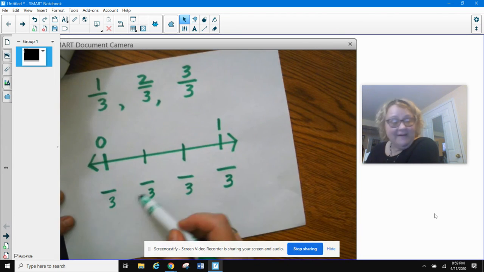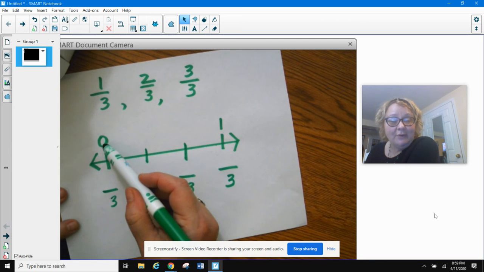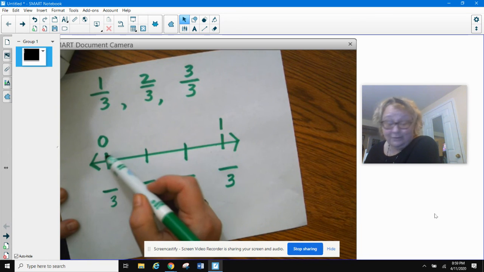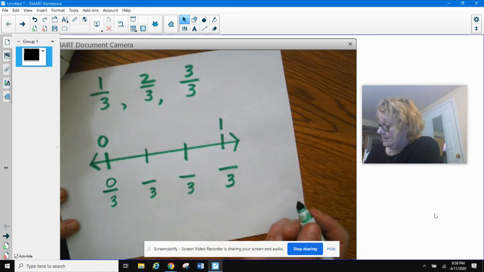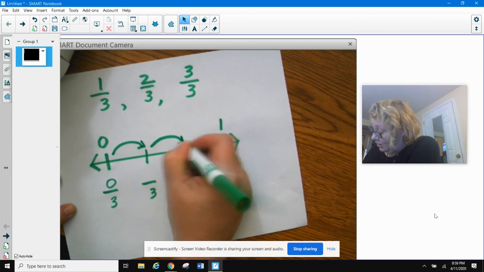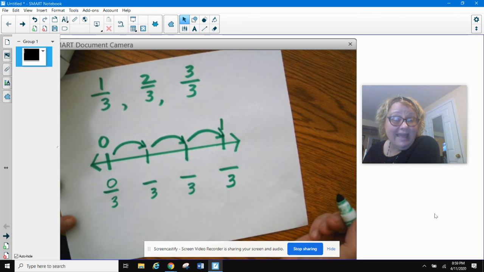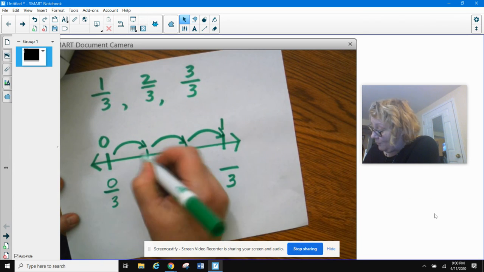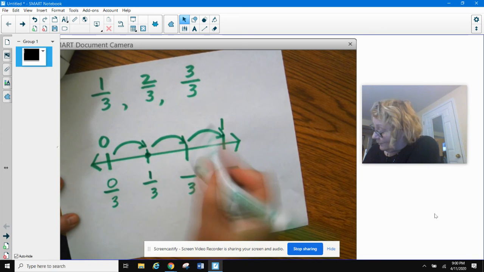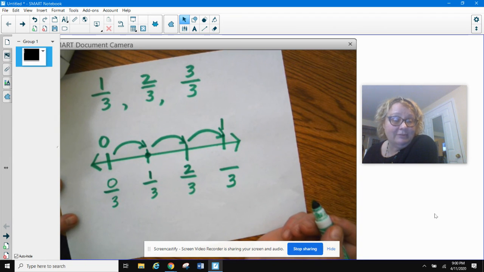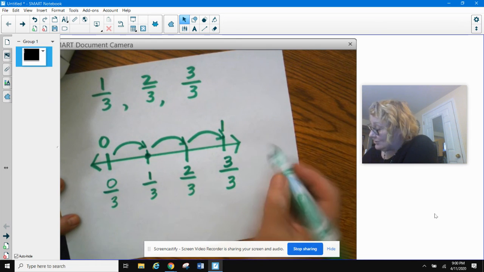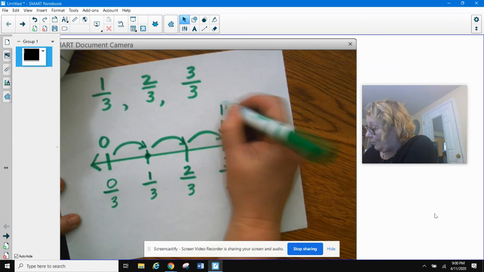Now, when we start defining or identifying these, you ask yourself, okay, I'm at the starting point. I haven't even made it onto the number line. I'm still at 0. I have 0/3. But when we make that first jump, we have now gone 1/3 of the way in the race. That first point is the 1/3 point. Then we take a second jump. We've made it 2/3 of the way in the race. The final jump takes us to the 3/3 point, which is the same thing as the whole number 1.